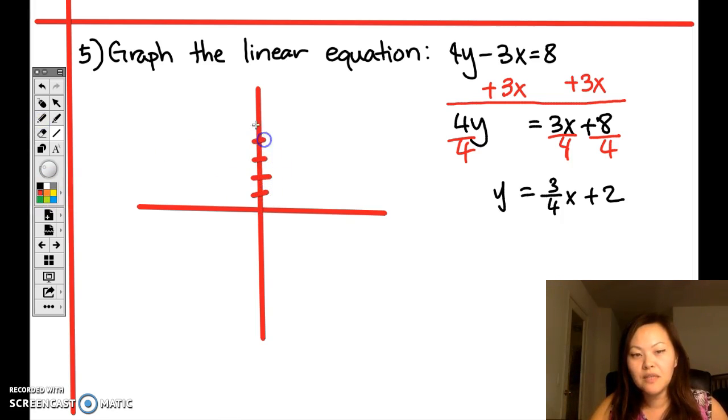I'm going to go ahead and put my tick marks. Trust me, having kids is not easy.